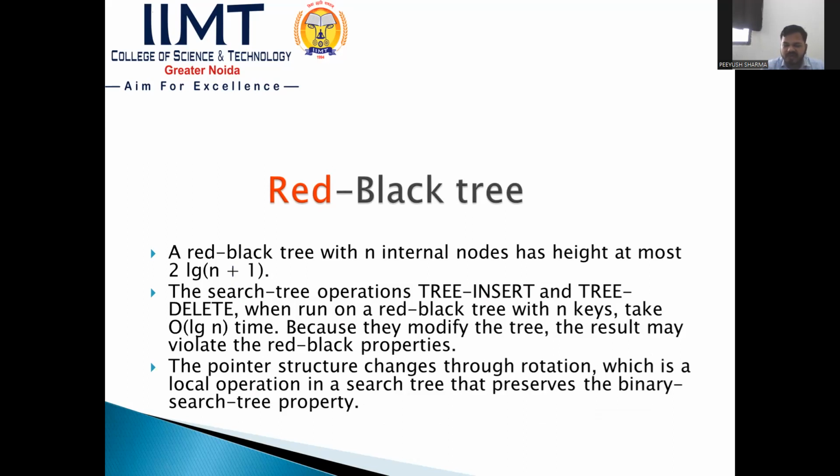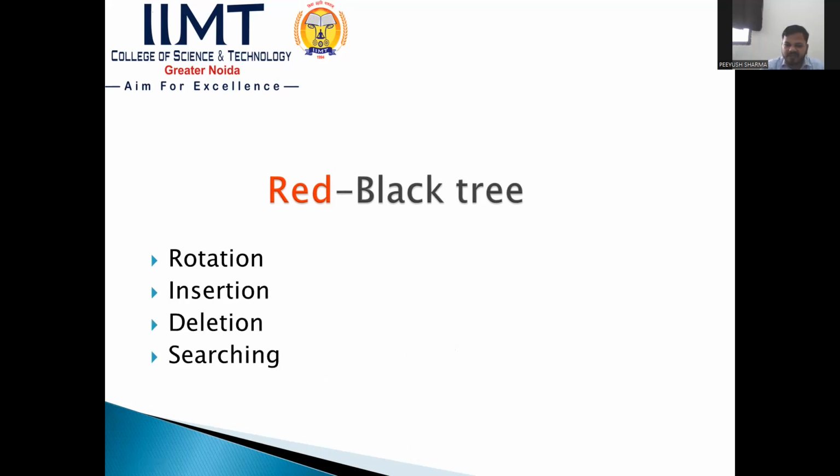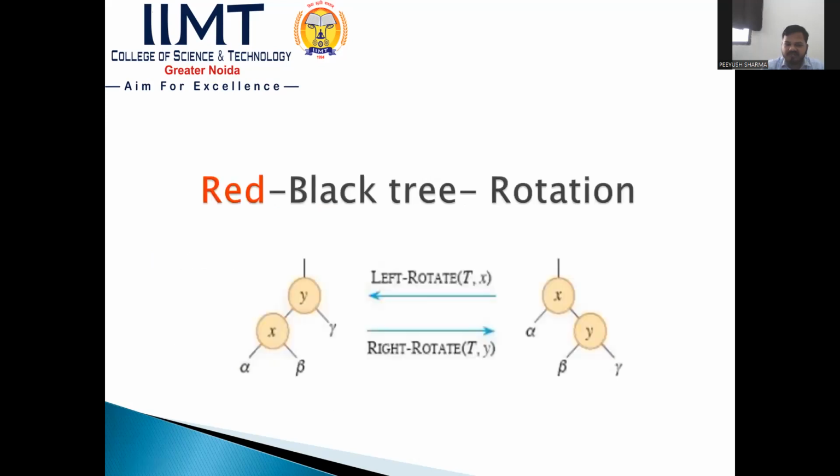And what operations do we perform in a red black tree? Generally, the operations performed in other trees, we also perform here, right? Like tree insert, tree delete, search. And the complexity of these operations is order of log n, right? These are some operations: rotation, insertion, deletion, and searching.